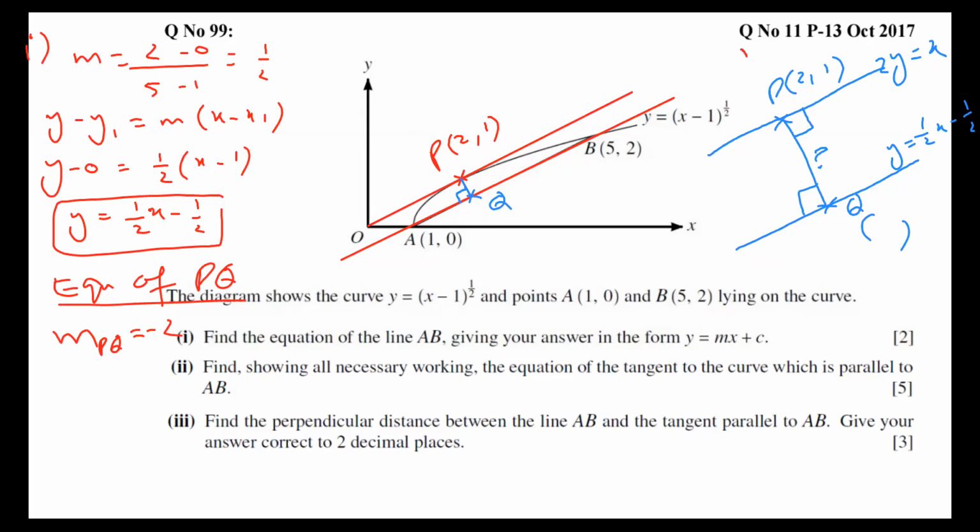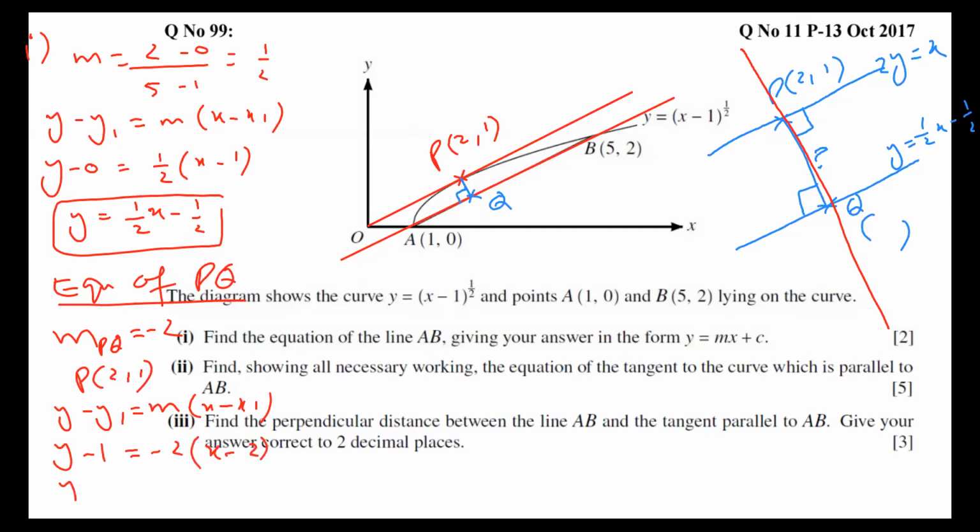But do we have any point lying on PQ? Yes, we have. Q is my question, leave it, but P lies there. So I'm using P, which is (2, 1). Using the equation y minus y1 equals m times (x minus x1): y is 1, m is minus 2, and x minus x1 is 2. So y minus 1 equals negative 2x plus 4. Ultimately, I get y equals negative 2x plus 5, the equation of PQ.